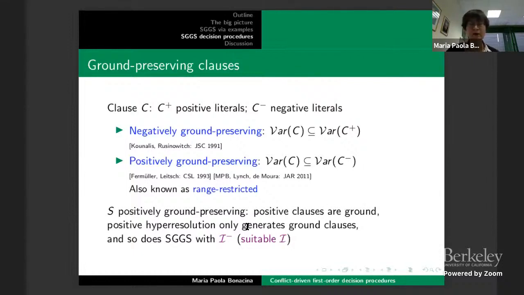Because if a set is positively ground-preserving, it means that the positive clauses are ground. Since all variables must appear in negative literals, the only way for a clause to be positive is to be ground. And positive hyperresolution, since positive hyperresolution only generates positive clauses, will generate only positive ground clauses. And we show that SDGS does the same. So with I-minus as guidance, given a positively ground-preserving set, it generates only positive ground clauses.